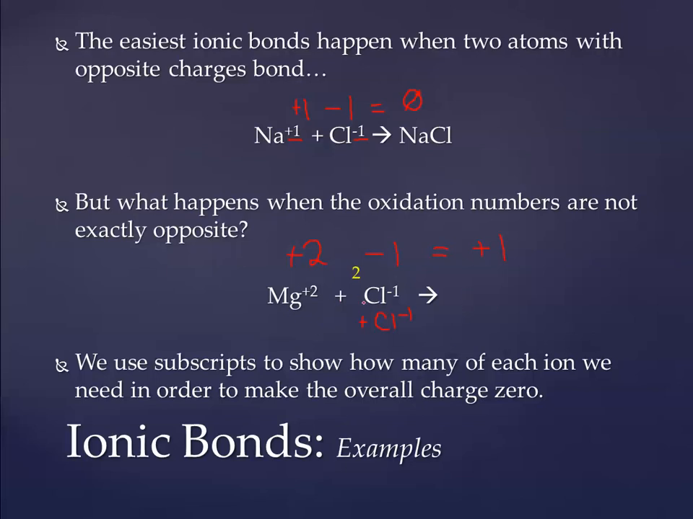So we would end up having to write magnesium. We know that there are 1. And chlorine, we know that there are 2, because we use subscripts to show how many of each ion we have in order to make the overall charge 0. But we don't have to use the 1. 1 is implied, so we can just write MgCl2 for magnesium chloride.